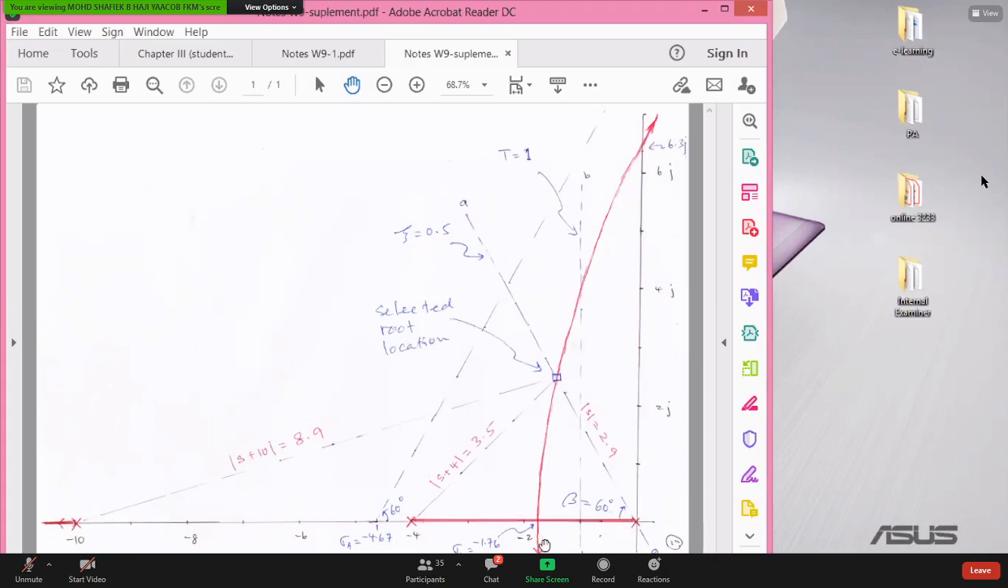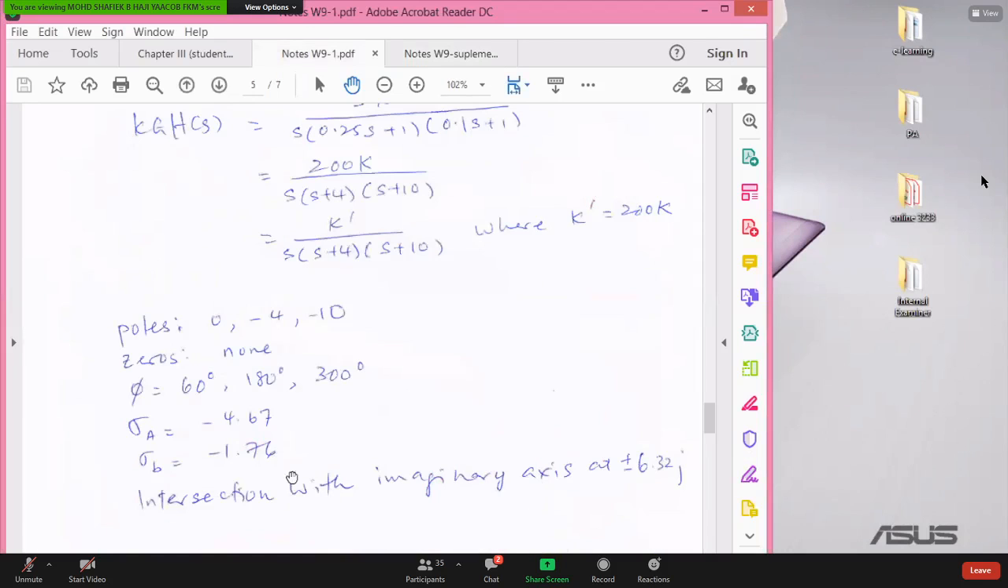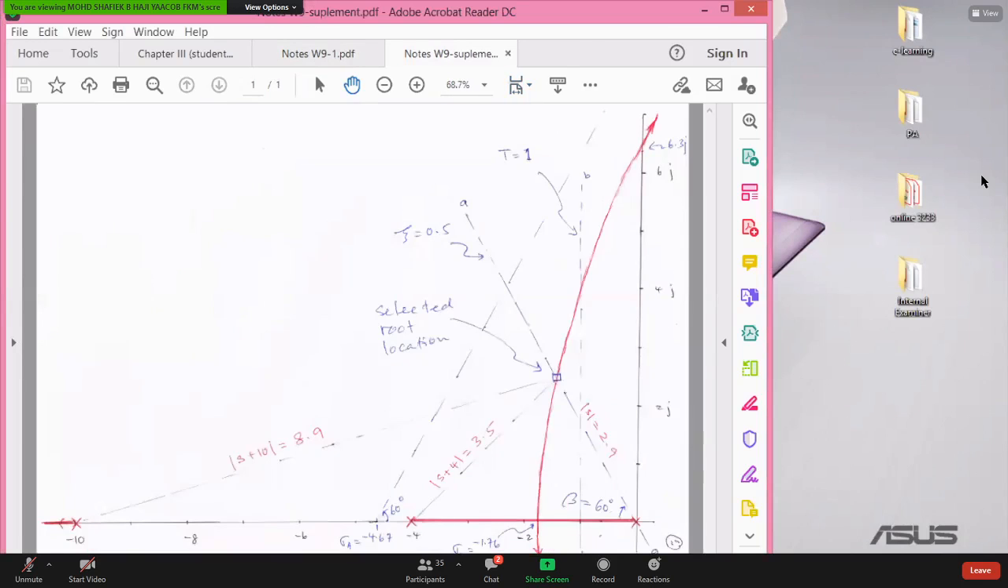But now we need to compute the breakaway point between the origin and -4. How do you do that? If you remember correctly, this is a breakaway point. You just rewrite the characteristic equation in terms of k and differentiate it with respect to s equals 0, and you can solve for the breakaway point. Today is not the day that we compute the breakaway point. We have discussed that so many times already. After you have done that, you're going to get the value of the breakaway point at -1.76.